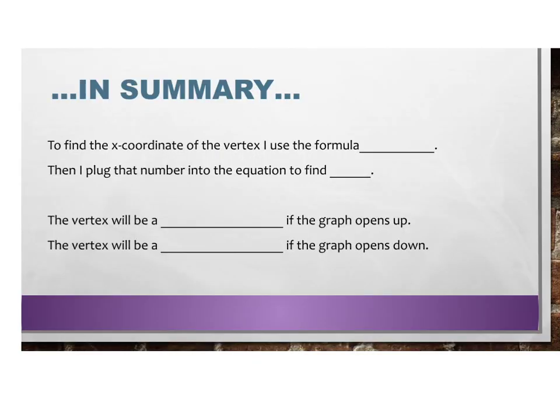In summary, to find the x-coordinate of a vertex, what do we do? We use the formula -b/2a. Then I plug in that number, which is the x, into the equation to find y. The vertex will be a minimum if the graph opens up, and it'll be a maximum if the graph opens down. So if it goes like that, it's a minimum. If it goes like that, it's a maximum.